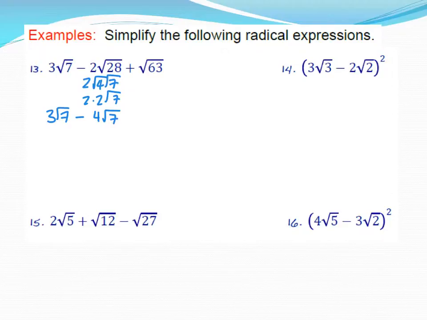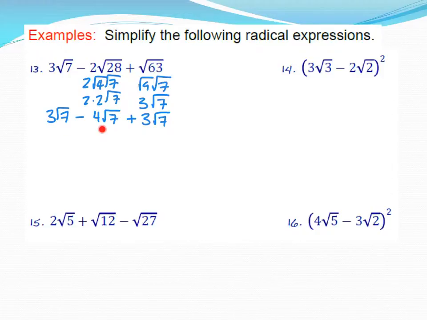And then let's look at the radical 63. Well, how do I get radical 63? Well, we can think of 9 and radical 7. Whoa. And radical 9 is 3, so 3 radical 7, so that's going to give me plus 3 radical 7. Now, how do I combine these?